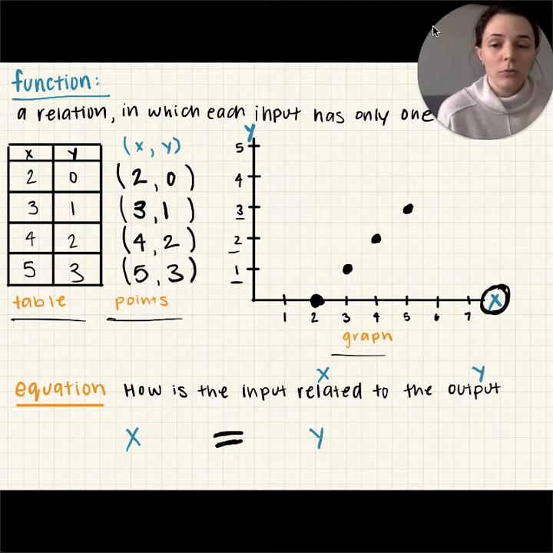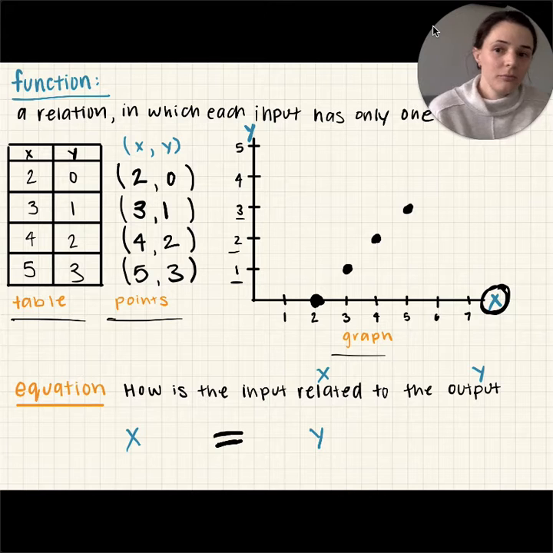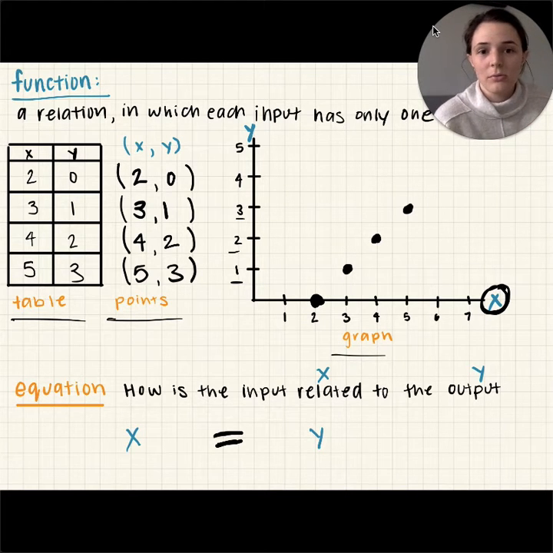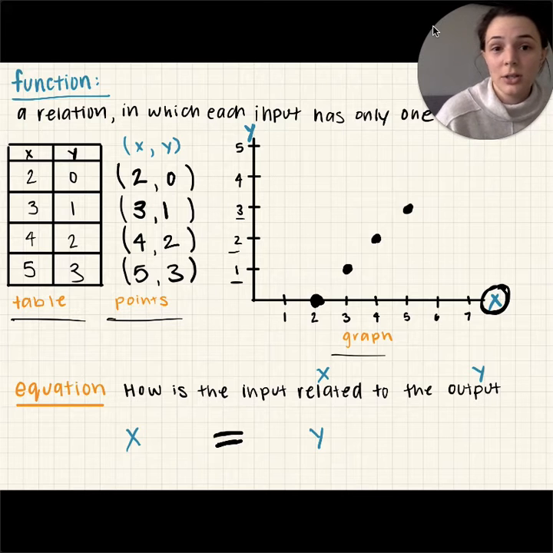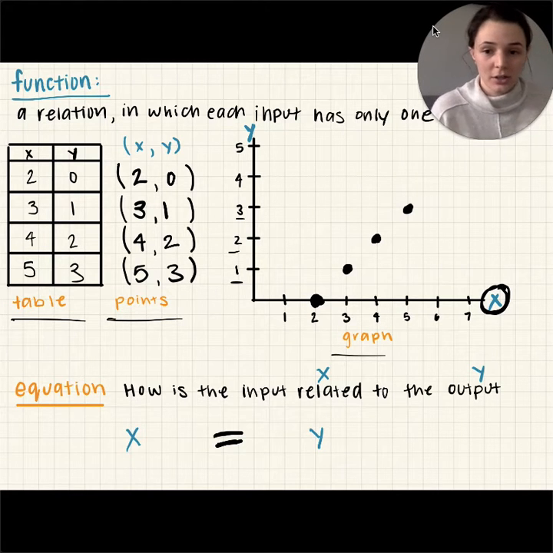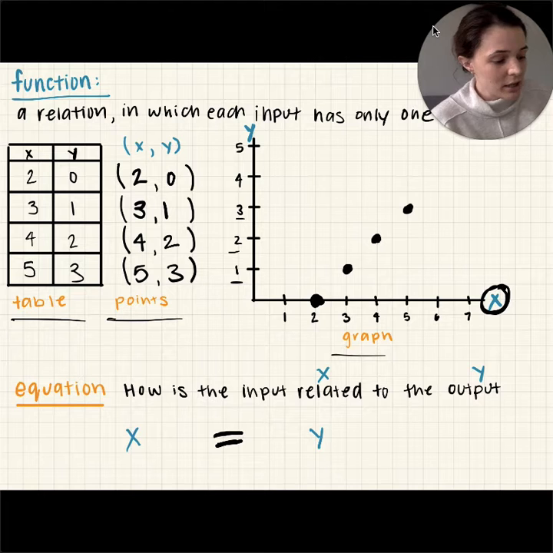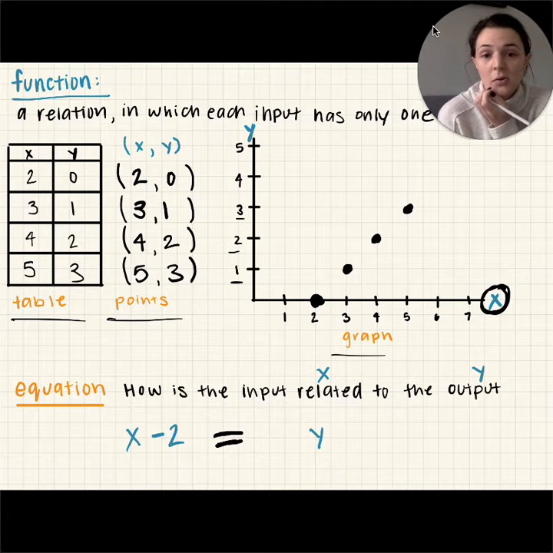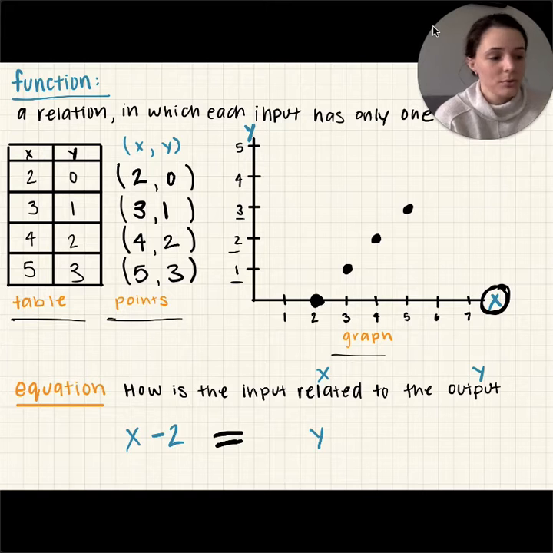So you want to look for a pattern. In this example here, I'm just going to tell you what it is. Later on in the semester, we'll work on figuring out the patterns ourselves. But here, every time that you have an x value, you're subtracting 2 to get your y value. So our equation that represents this function would be x minus 2 equals y. Or you can flip that around and write it in reverse.